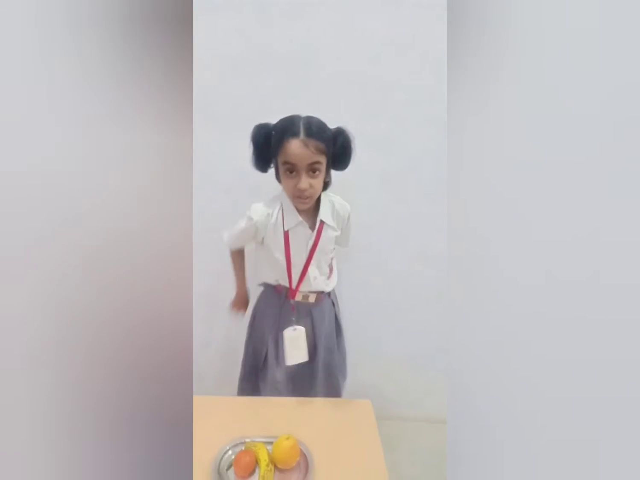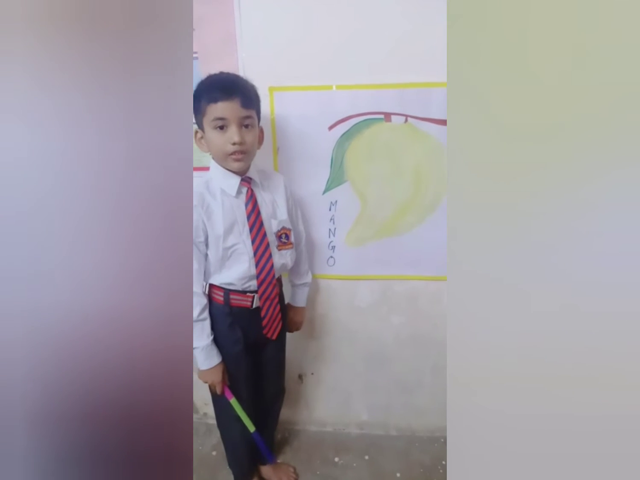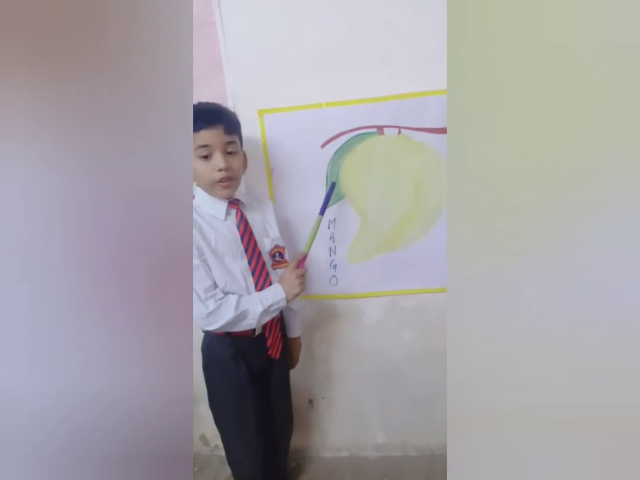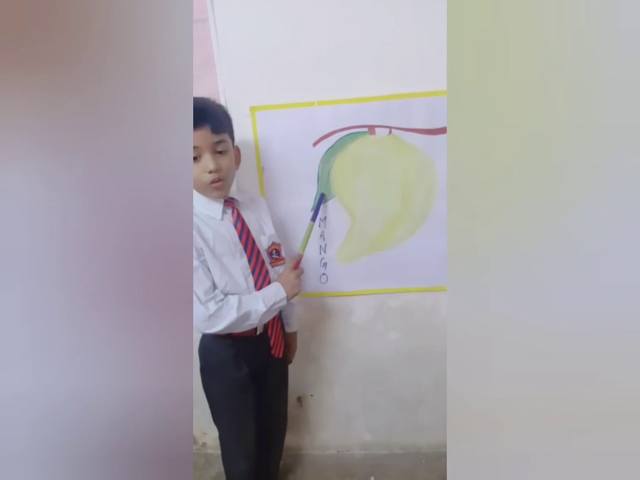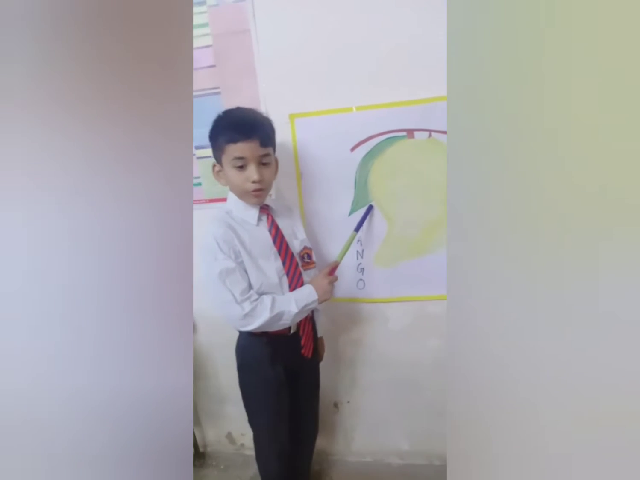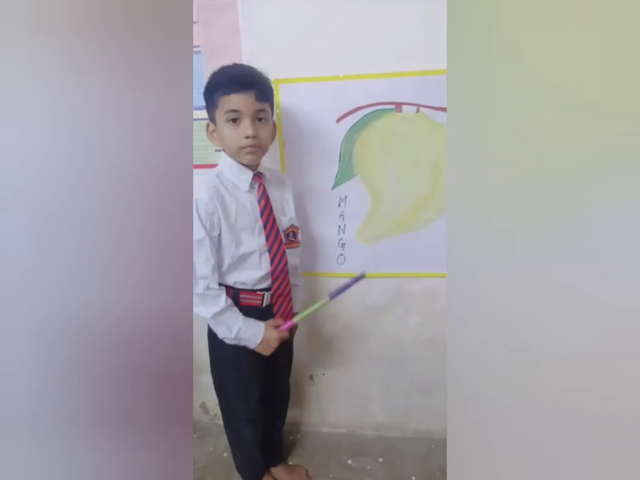Thank you. My name is Dilkaranjan. Our class second B, roll number 16. This is mango. It is my favorite fruit. It is yellow color and it is sweet and juicy. I love mango. Thank you, ma'am.